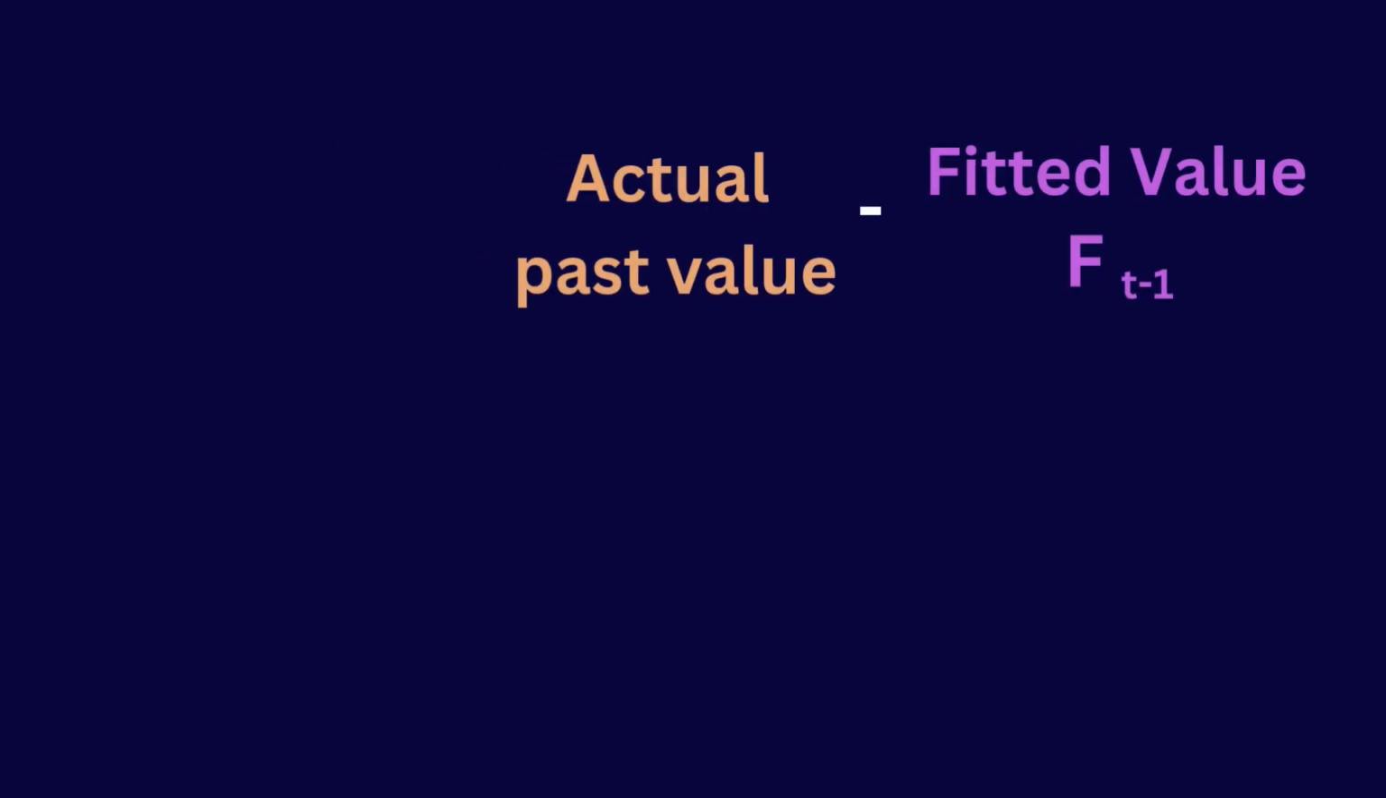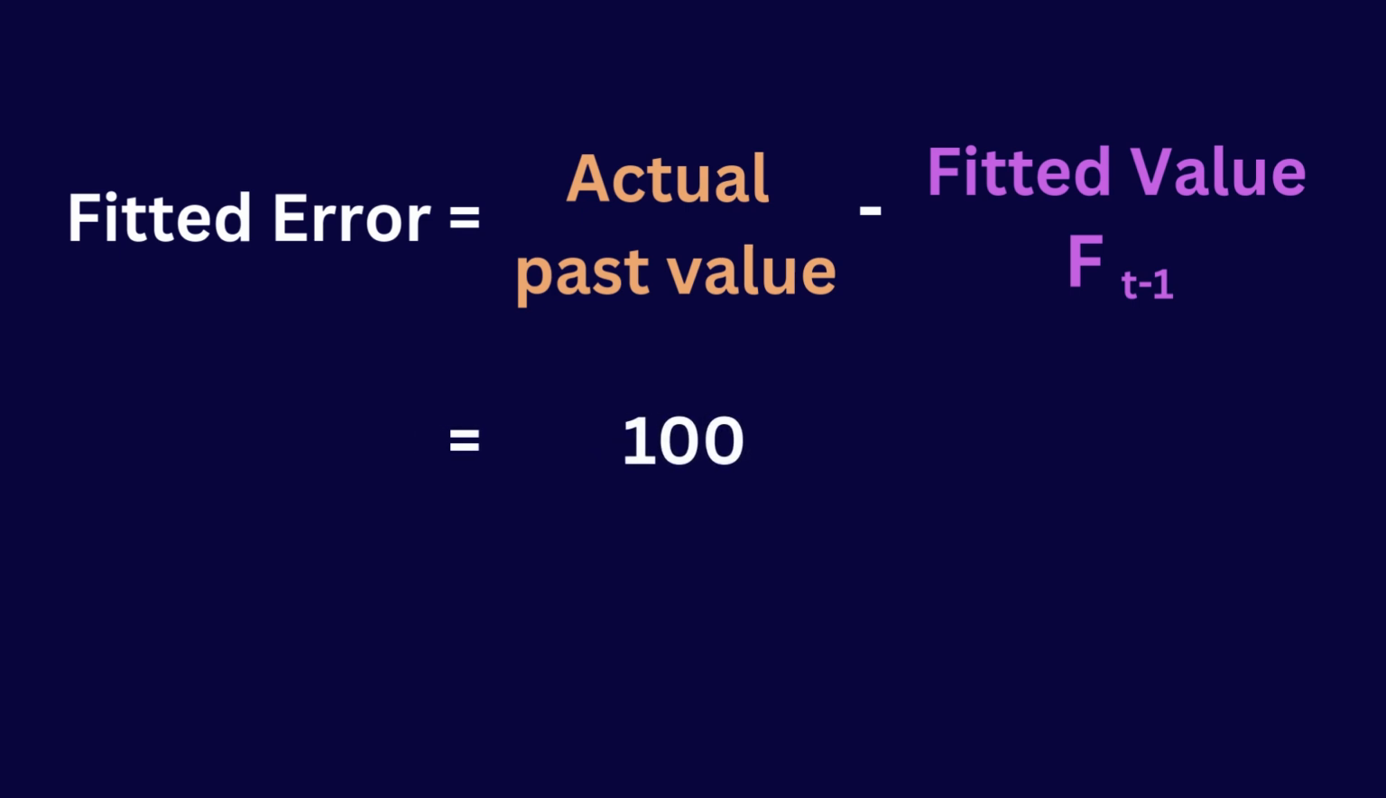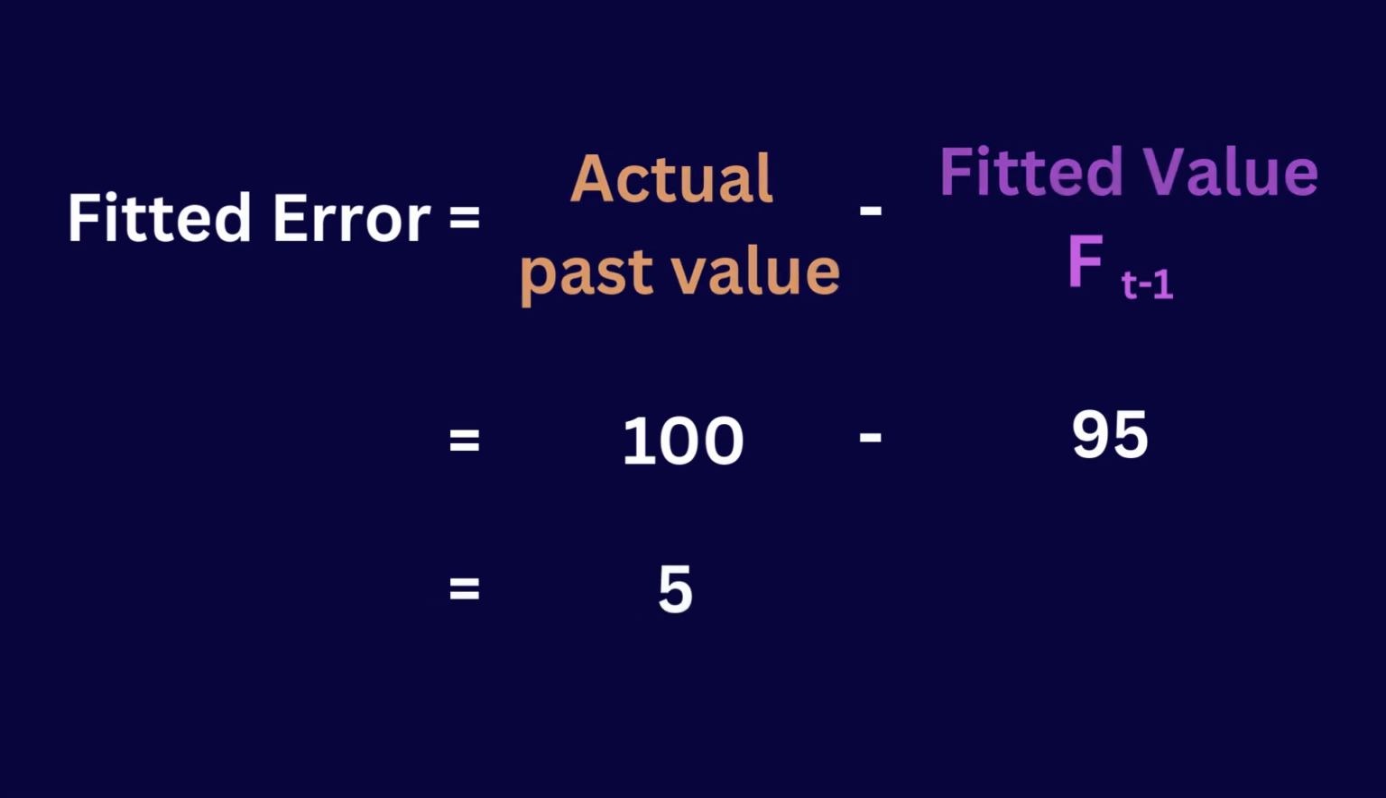Now, when we compare these fitted values to the actual historical data, the difference between them is called fitted error. For example, if the actual value 1 year ago was 100 but our fitted value Ft-1 was 95, the fitted error would be 100 minus 95 or 5 units of error.